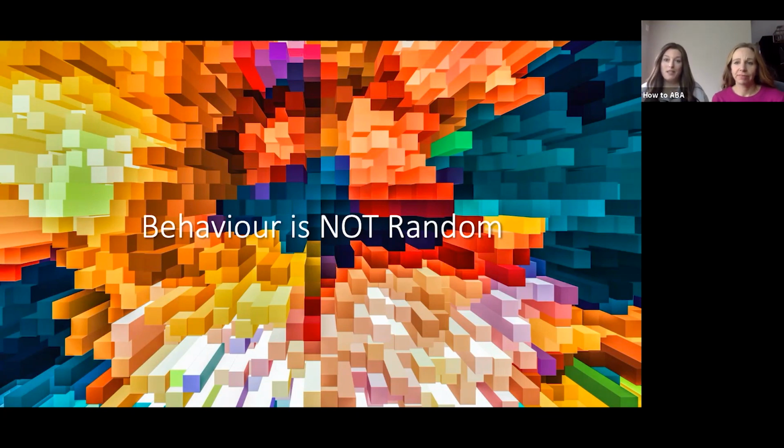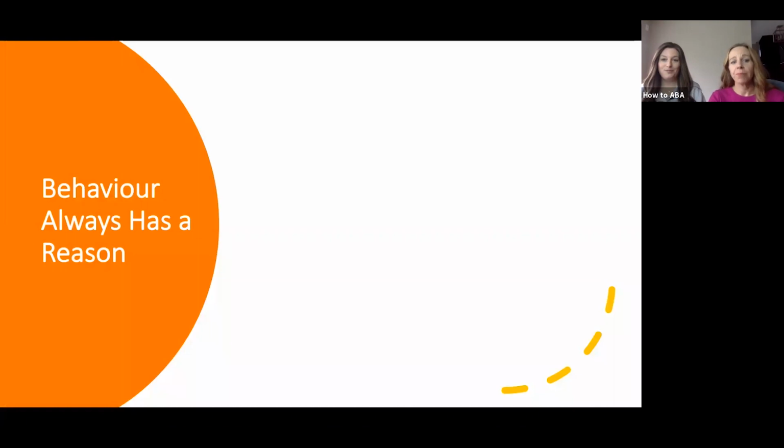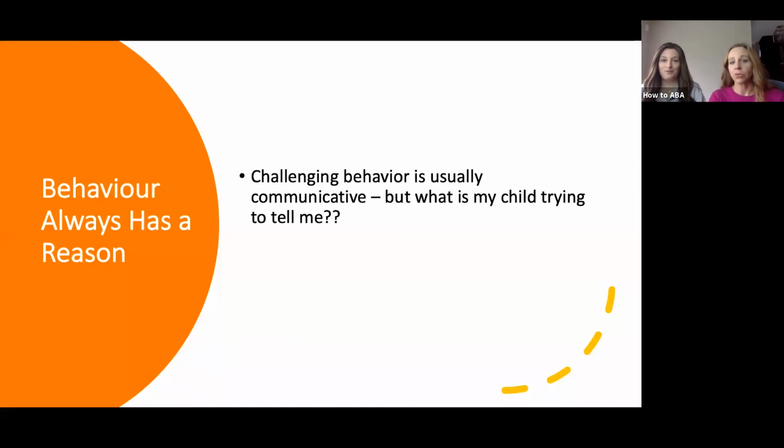The first thing to know is that behavior is really not random. A lot of times we'll get information where it says, they were just in a bad mood, or I have no idea why they melted down, or I don't know what made them want to hit. And from our perspective, behaviorally, there's always a reason, and there's a process for finding out that reason, and we call that an FBA, functional behavior assessment. So let's get started. Behavior always has a reason.